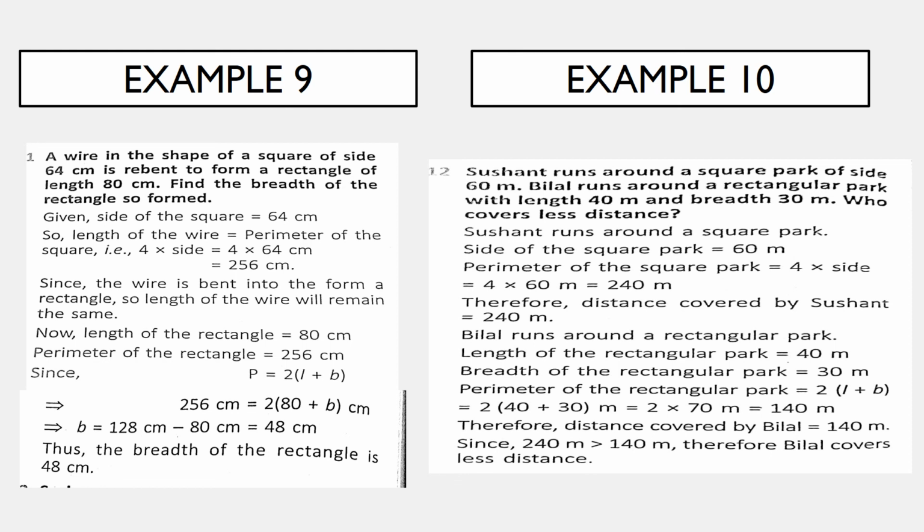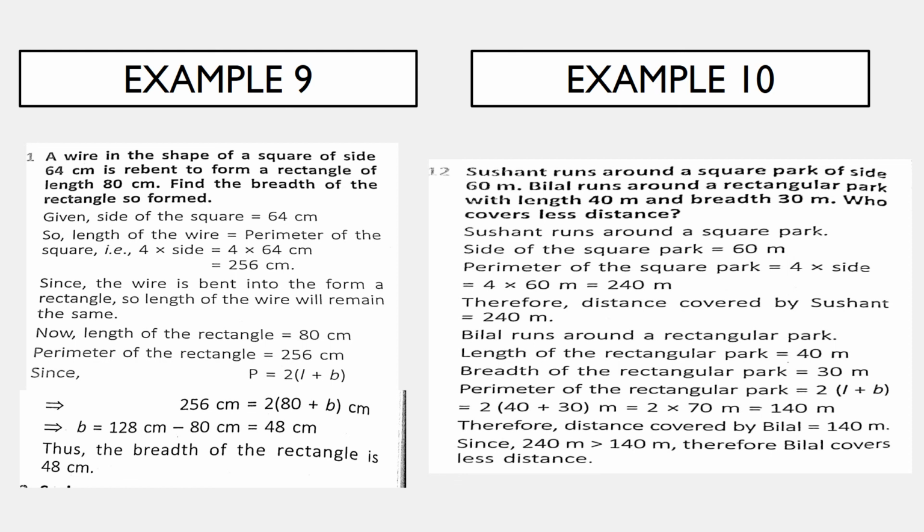So side of the square park is given 60 meters. So perimeter of the square park is 4 into side, that is 4 into 60, that is equal to 240 meter. Therefore, the distance covered by Sushant is 240 meter. Now Bilal runs around rectangular park. Length of the rectangular park is 40 meter. Breadth of the rectangular park is 30 meter. So perimeter of the rectangular park, formula 2 into length plus breadth, that is 2 into 40 plus 30. 40 plus 30 is 70. So 2 into 70, that is equal to 140 meter.